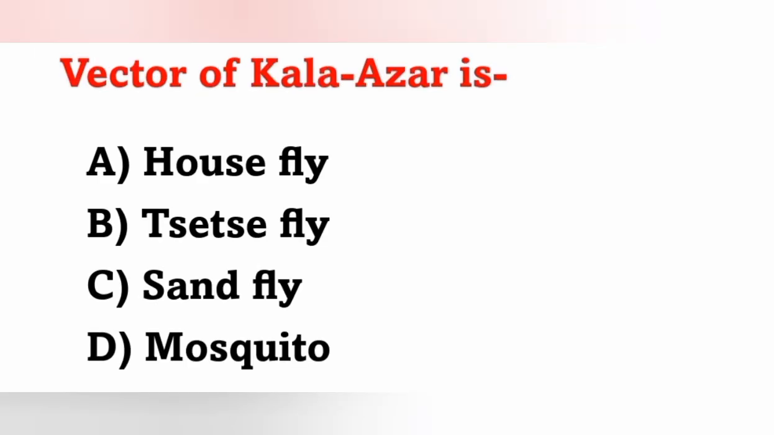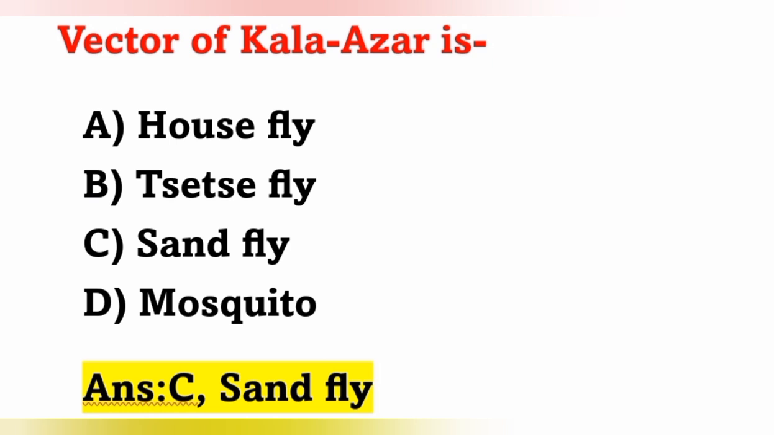And the next question, vector of Kala-Azar is? Options: option A housefly, option B tsetse fly, option C sandfly, option D mosquito. Here the question is the vector of Kala-Azar. Kala-Azar is a communicable disease caused by Leishmania donovani, and its incubation period is 1 to 4 months. The vector of Kala-Azar is the sandfly. Option C is the correct answer.